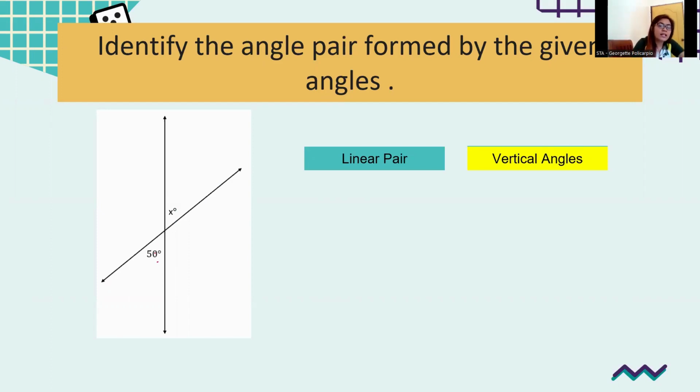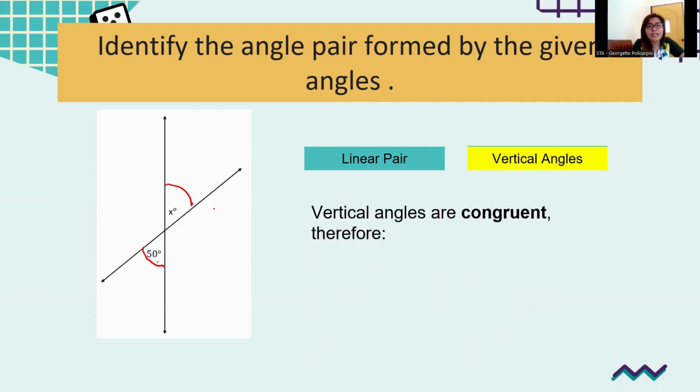So, ito si angle na mayroong 50 degrees at si angle na may x degrees measurement. Okay? And again, vertical angles are congruent. Kaya, ibig sabihin, yung x degrees na yon is equal to 50 degrees. On your exam, all you have to do is to type yung number, ha? Wag na po yung degree symbol kasi medyo mahirap siya. Just the number, so, 50. Wag na ita-type si x equals.